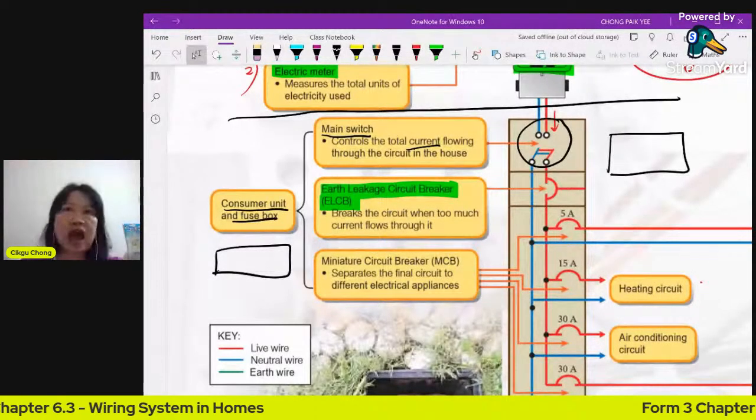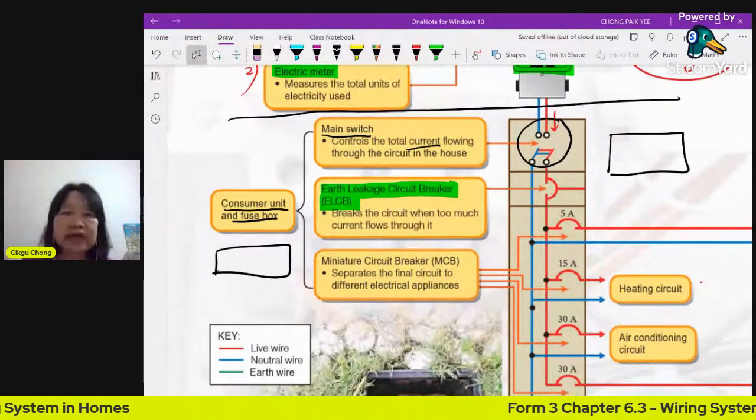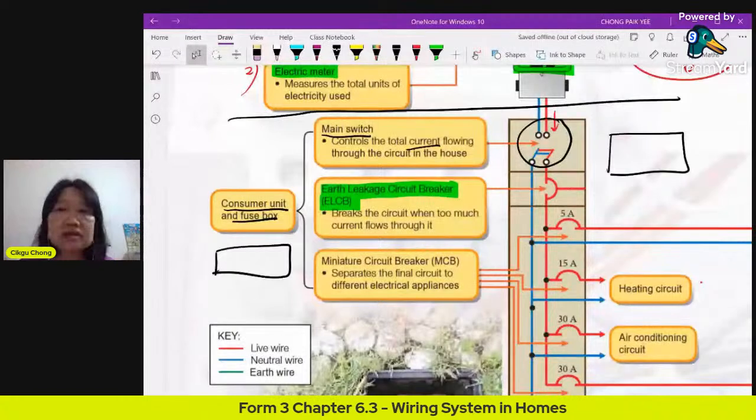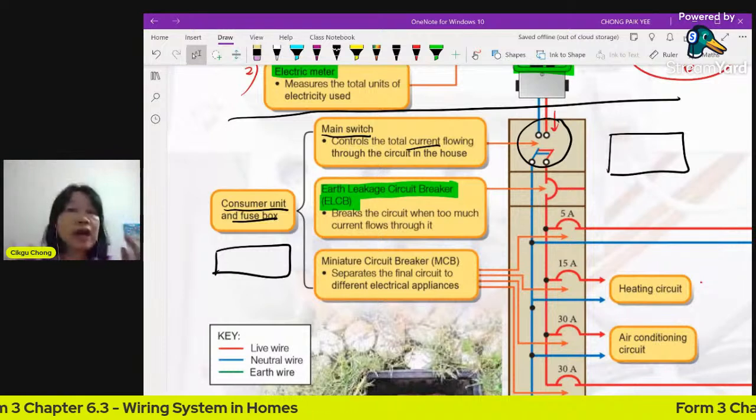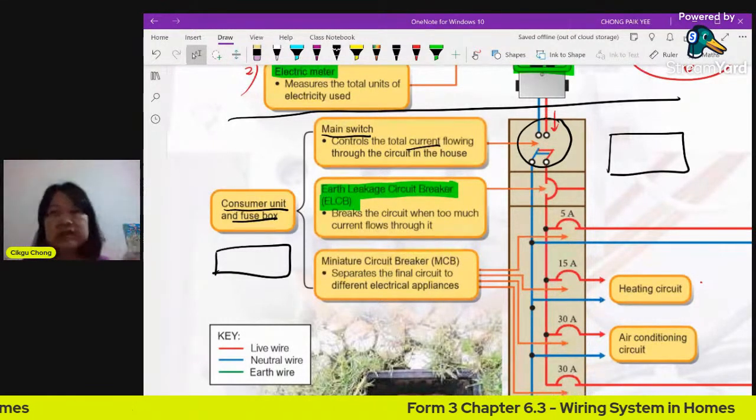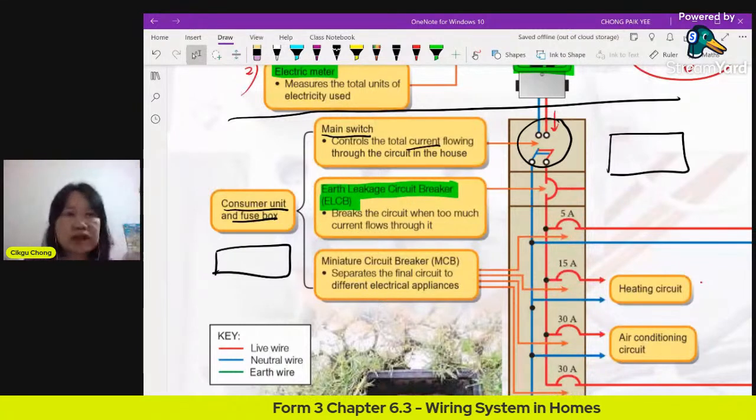The sound, boom, like that, and then suddenly your whole house goes dark, right? Suddenly it's a power outage, like that. Okay, and then what happens? Your father will take the torchlight, go to that board here, and push back a reset button. Okay, that is the ELCB.